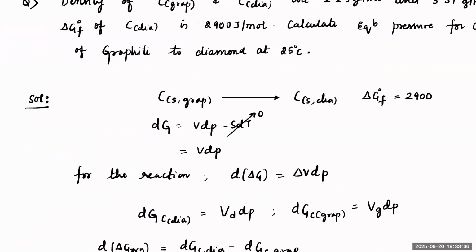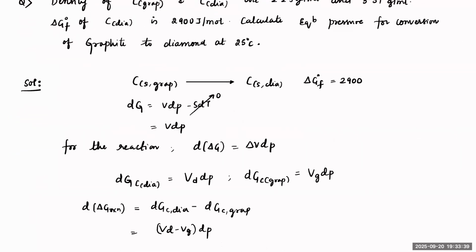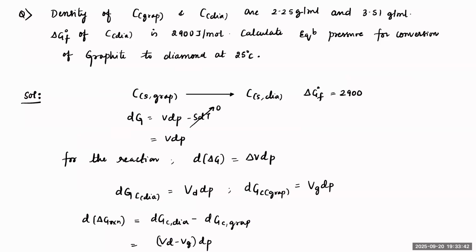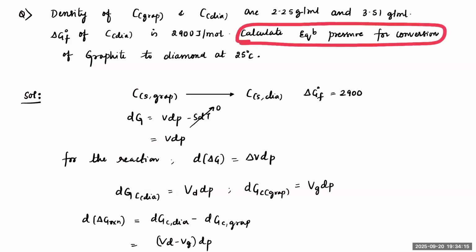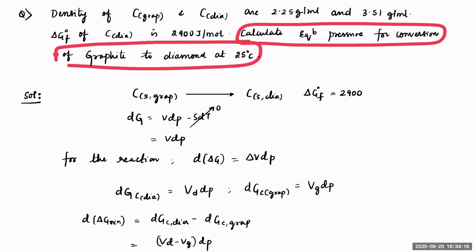Okay. Now let me take you through this question. This was a JEE question. JEE asked the same question 2-3 times: once in Mains, and twice in Advanced. Same question, but with variation in values; the idea is exactly the same. What was asked is this: the densities of graphite and diamond were given, and delta G naught of formation of diamond is given as 2900 joules per mole. Calculate the equilibrium pressure for conversion of graphite to diamond at 25 degrees Celsius.